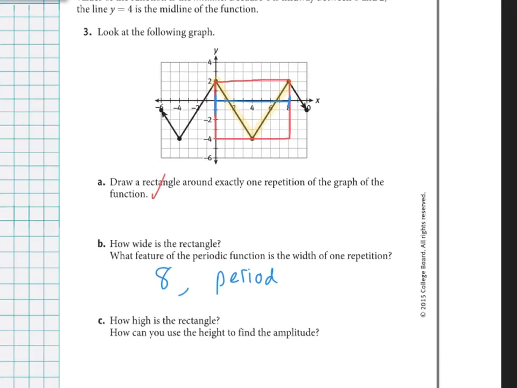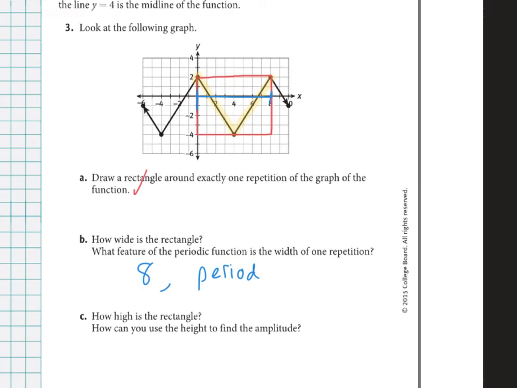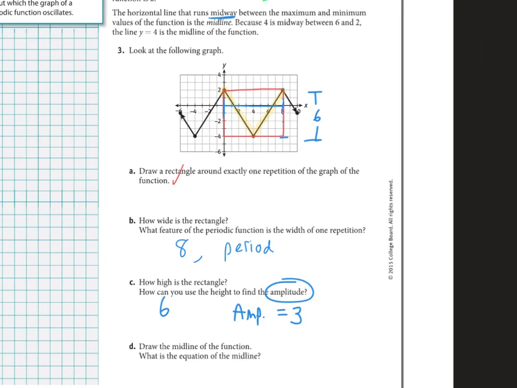Okay, how high is this rectangle? In this case, we can just count it out from the bottom to the top. 1, 2, 3, 4, 5, 6. The height of the rectangle is 6. That's the difference between the min and the maximum, but the amplitude measures half of that. Once we get the midline, I'm going to show you a different way to think of the amplitude. The amplitude is actually 3. It is not 6. That's one confusing thing. It's not the entire height.